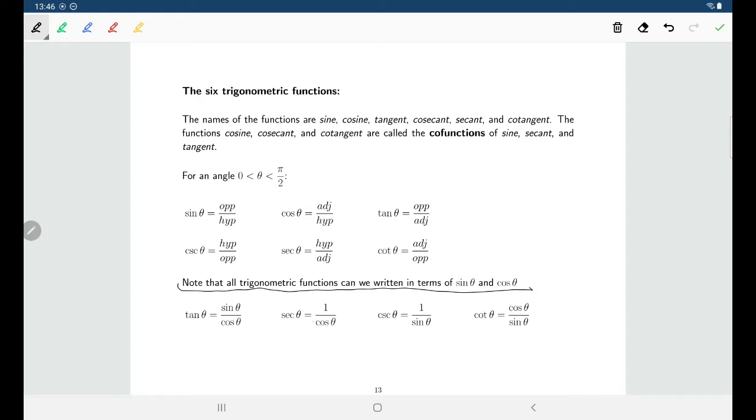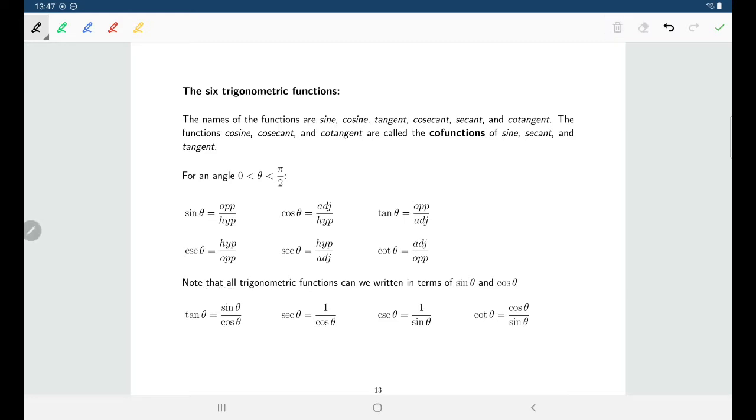Other thing to notice here is that all of our trig functions can be written in terms of just sines and cosines. We know that secant is the reciprocal of cosine, and cosecant is the reciprocal of sine, but the other two functions, tangent and cotangent, those can also be expressed in terms of sines and cosines. Tangent of theta is sine of theta divided by cosine of theta, and since cotangent of theta is the reciprocal of that, then cotangent of theta should be cosine of theta divided by sine of theta.